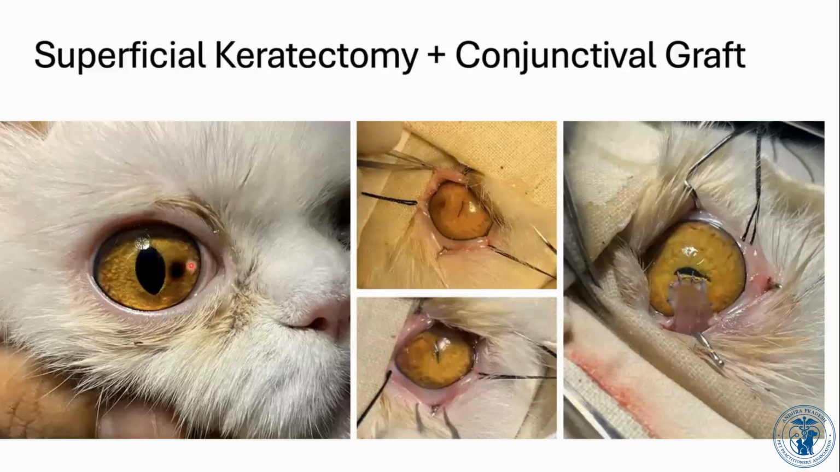So here, this was the defect. We did a superficial keratectomy over here. In the end, it is just like a fresh ulcer over the eye. So just to provide it another tectonic support, we did a conjunctival graft over the eye.